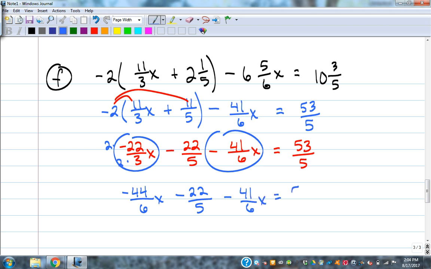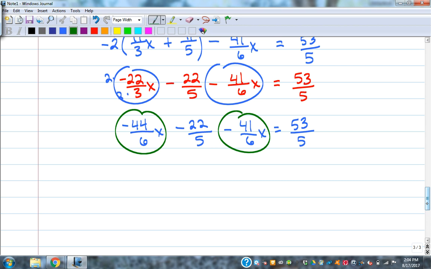So I'm writing an extra step in here. Then when I combine these two, negative 44 and negative 41 would be negative 85 over 6x.